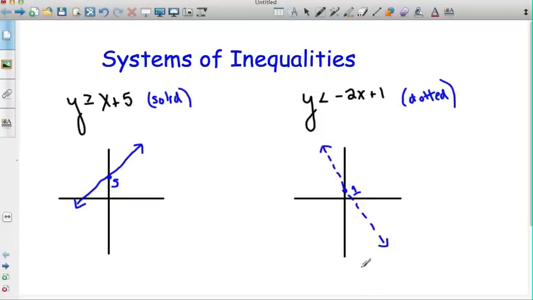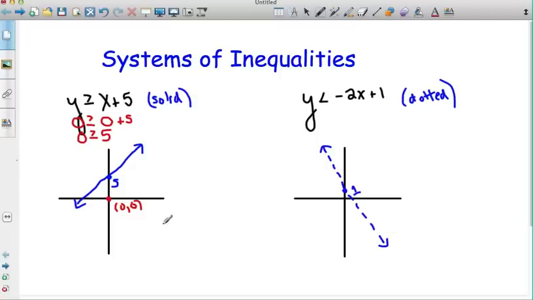There we go. Alright, our next step is to figure out whether we are shading above or below on each of them. Now, an easy point to always choose is the 0, 0 point. That's fairly simple to put into the equation. So let's try this one out here. If y is 0, is that greater than or equal to 0 if x is 0 plus 5? Is 0 greater than or equal to 5?